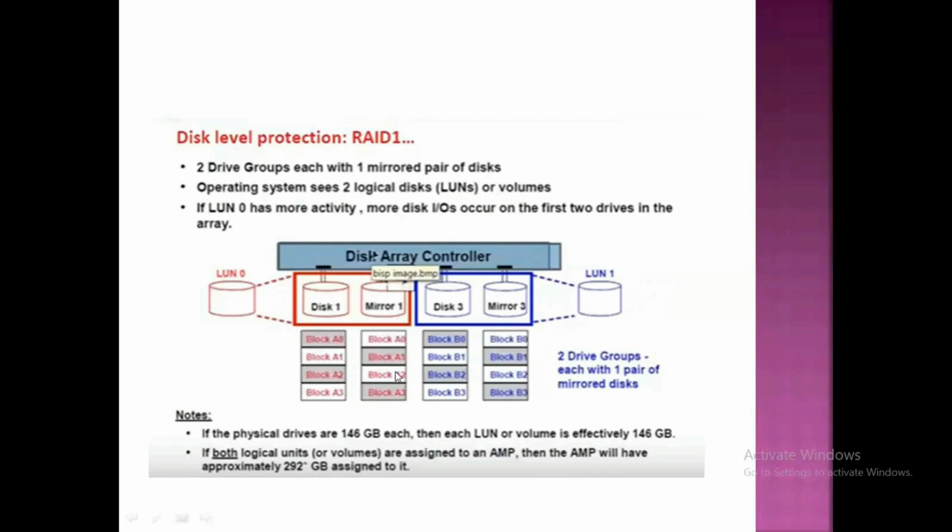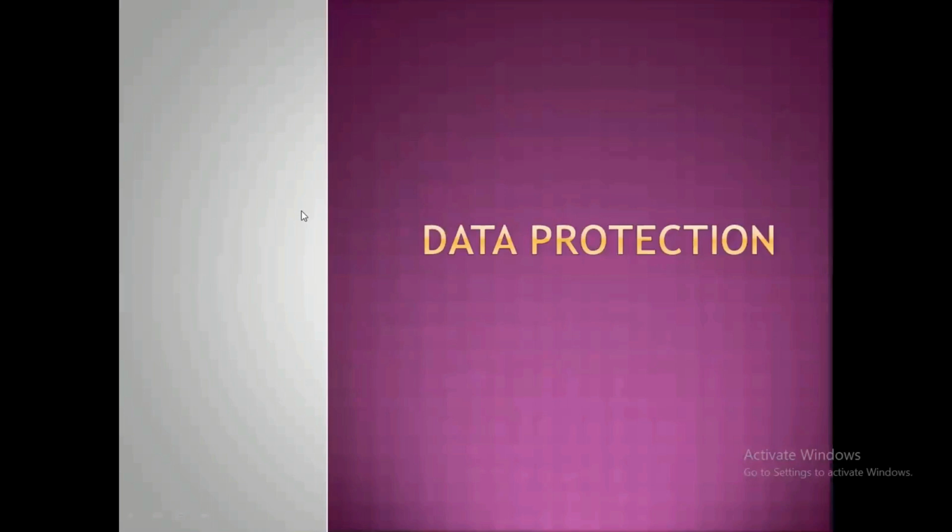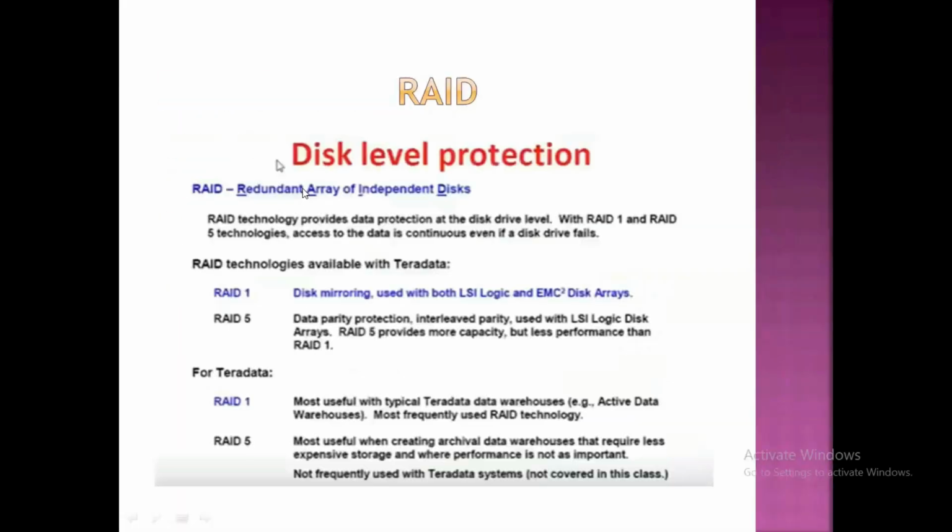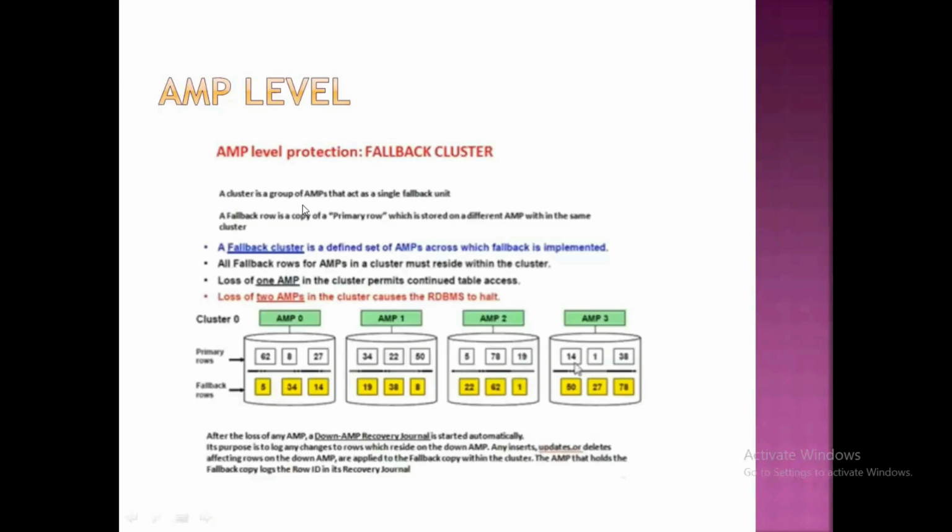For disk level failure, you have the RAID concept. For node level, we have hot standby. For AMP level, you have fallback. What is that fallback? For example, assume that you have 4 AMPs: AMP 0, AMP 1, AMP 2, AMP 3.